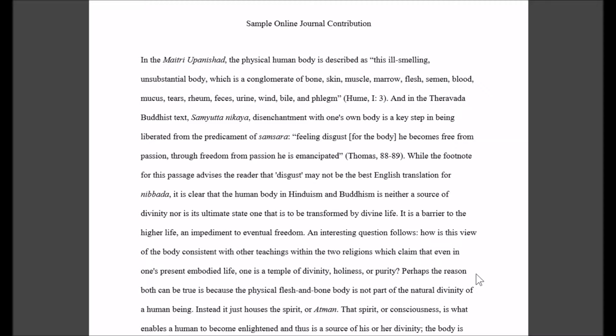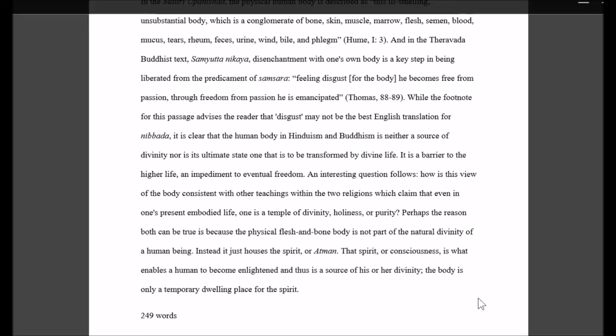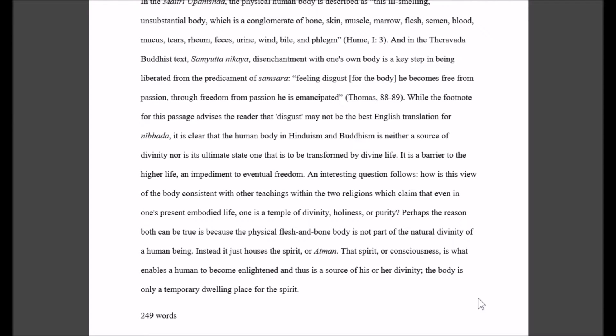So that's a far more specific problem that she is raising than the one that I started out with. Also excellent. Perhaps the reason both can be true is because the physical flesh and bone body is not part of the natural divinity of a human being. Okay, so she offers an answer to her own question, which is great, but you're not going to have space now to flesh this out because she's already at the limit of the words.